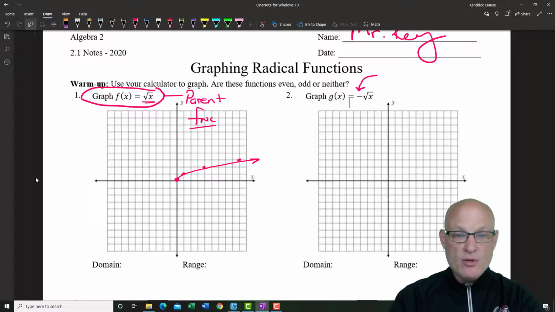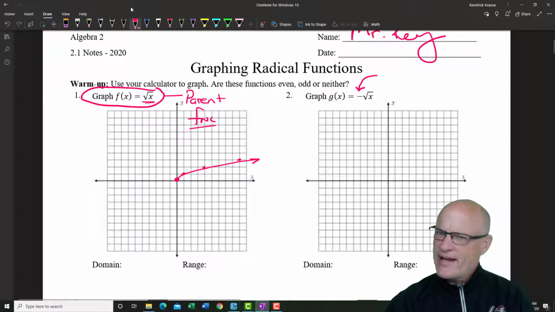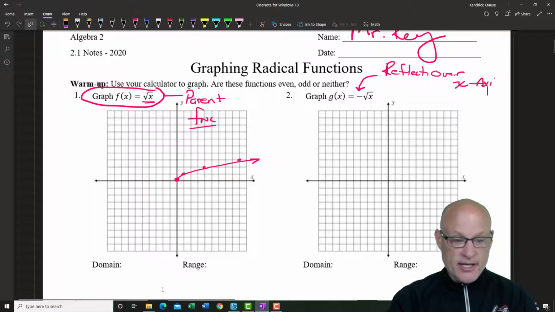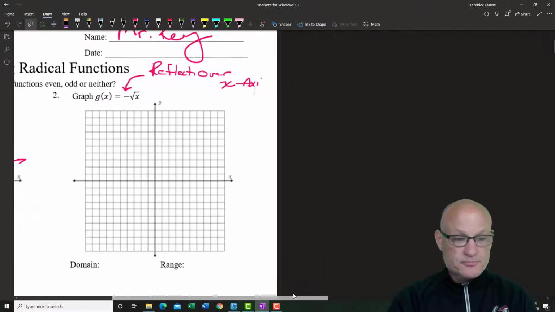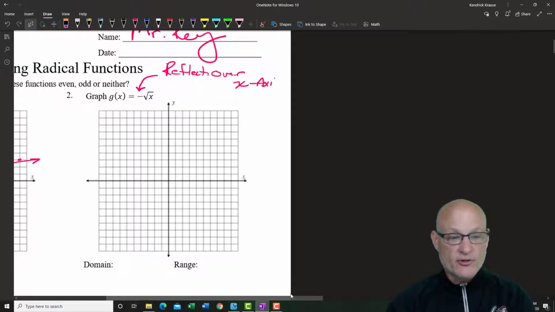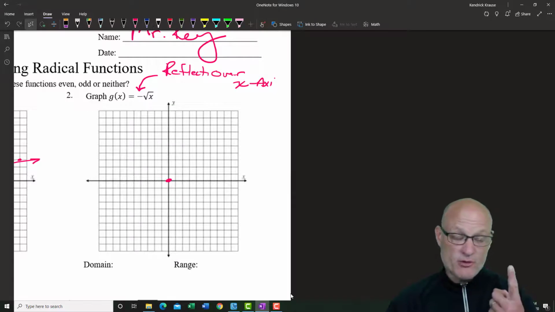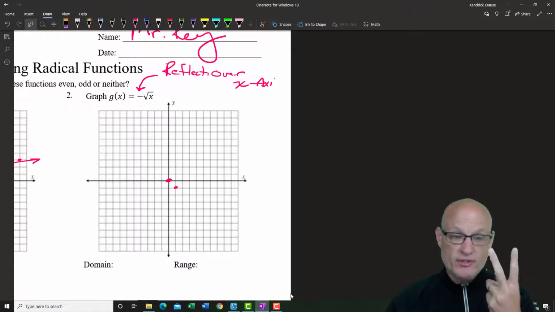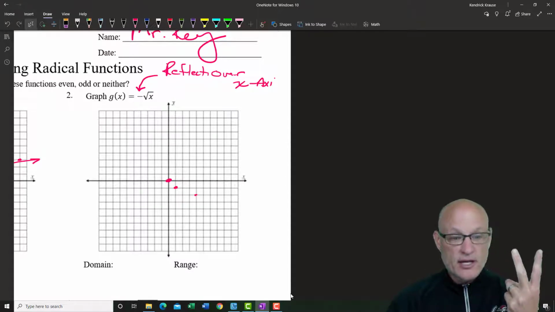All right, so now what's going to happen? Well, you guys should remember, when we throw that negative in front, that is our reflection over the x-axis. So if I type in a 0, it's still 0. Nothing's changed there. But if I type in a positive 1, the square root of positive 1 is 1, but there's a negative out front, so it's negative. And if I plug in a positive 4, the square root of 4 is 2, but there's a negative out front, so it's negative 2. And of course, negative 3.